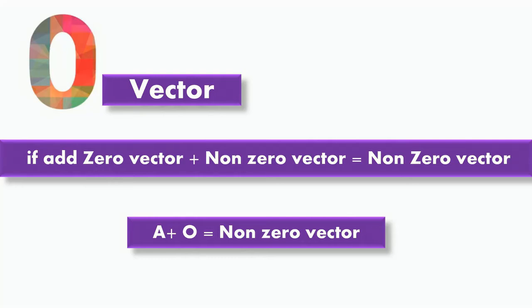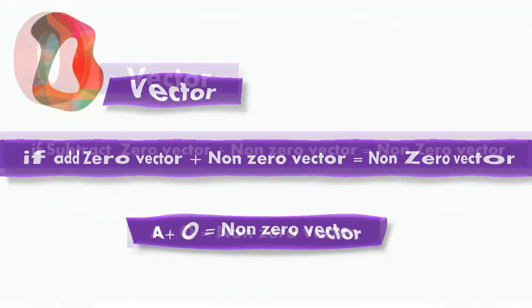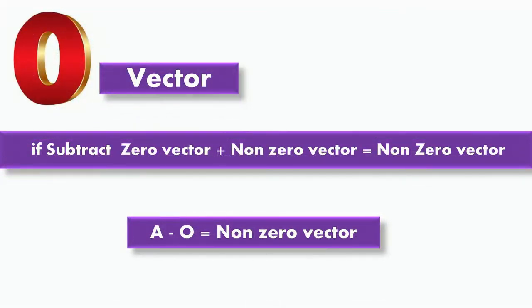The properties of the 0 vector. If we add the 0 vector to any other non-zero vector, the result will again be that non-zero vector. Second, if we subtract the 0 vector from any other non-zero vector, the result will be that non-zero vector.